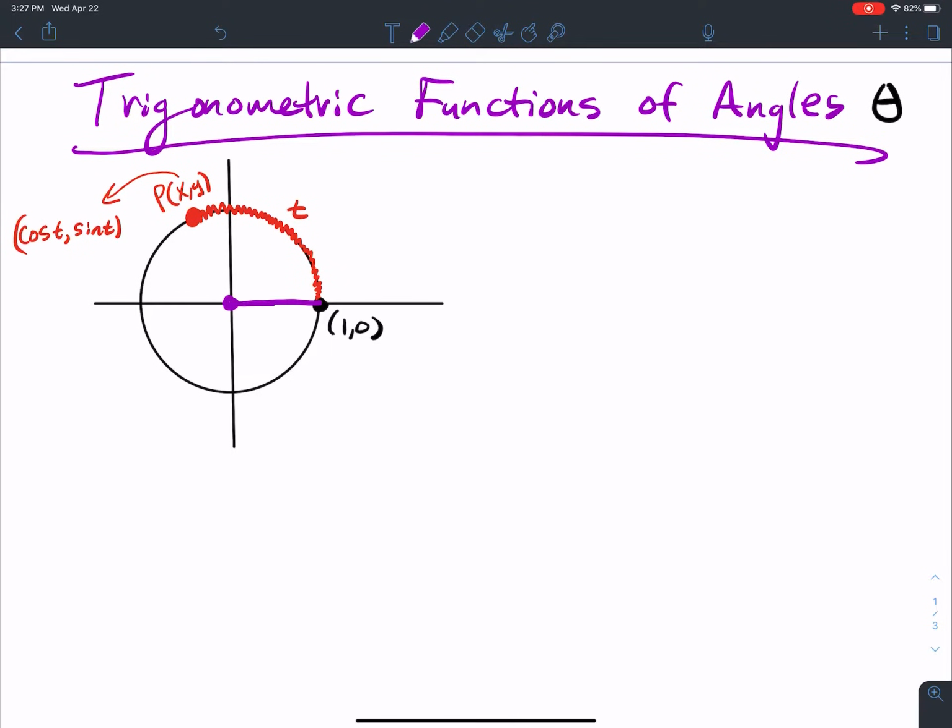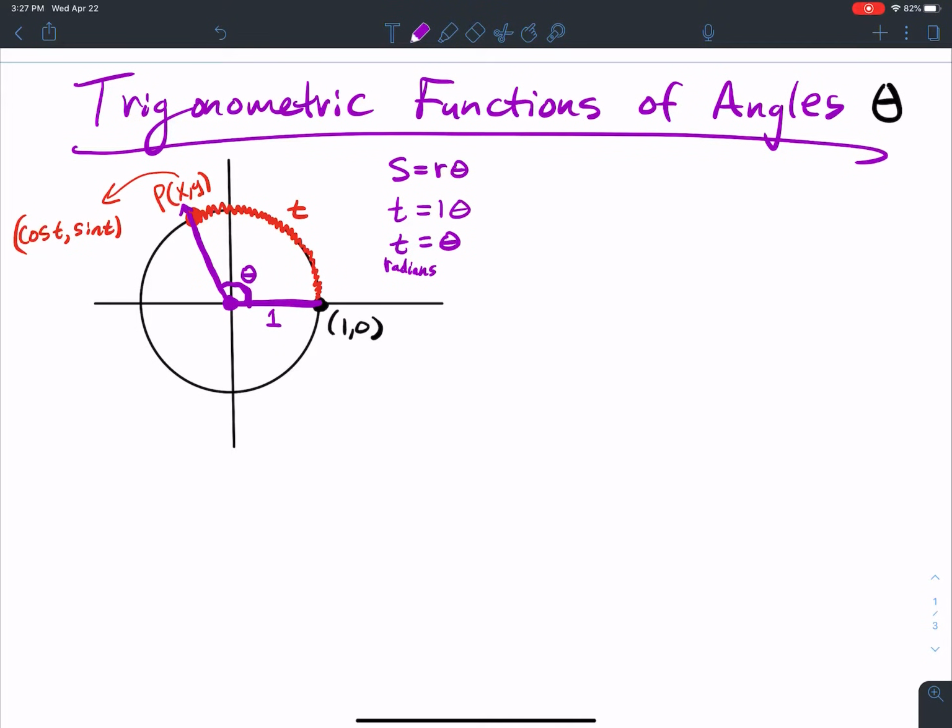Now what I want to do is create a central angle whose initial side starts here on the positive x-axis and extends out to the other ray, this way, and this angle here is theta. Since this is a unit circle and I have my formula s equals r theta, my arc length here is t, the radius is 1, and so t is equal to theta, the angle in radians. So the angle theta is t radians.